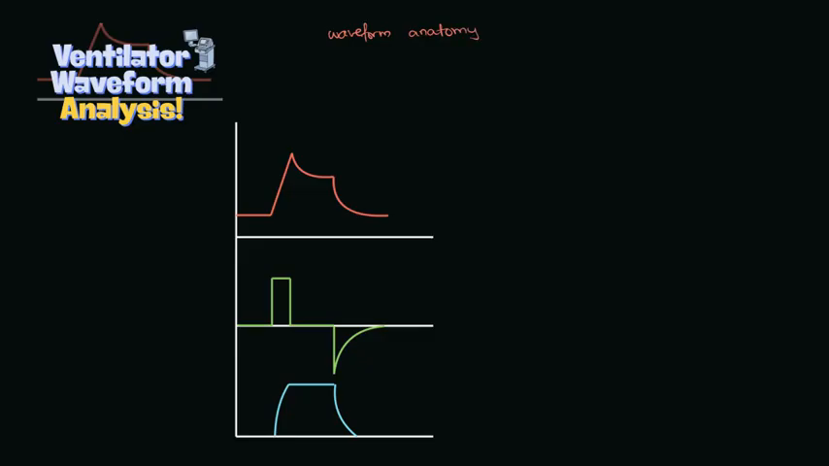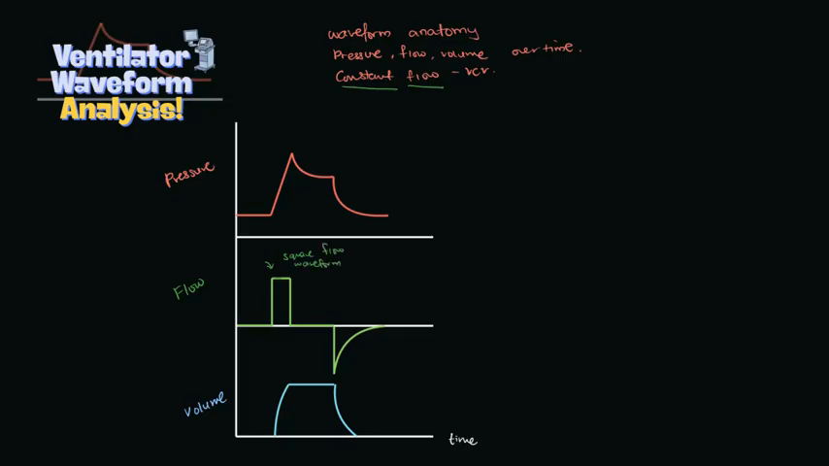We have here the waveform of pressure, flow, and volume. Let me write this down, okay? You have the pressure waveform, you have the flow waveform, and the volume waveform. And these are all variables against time. So when we say we're giving a constant flow type of ventilation, in this case volume control ventilation, let's look at the flow waveform. Alright, so we have a square flow waveform, meaning that when we are giving flow, we are giving it at the same rate.